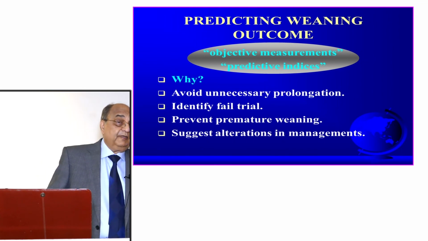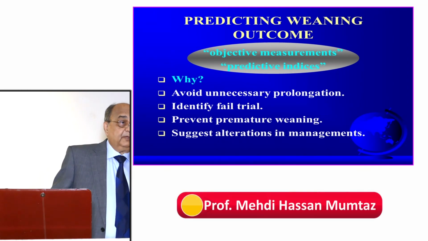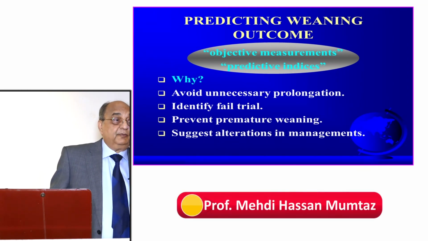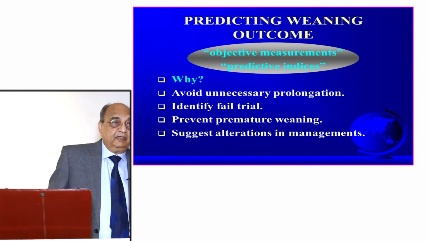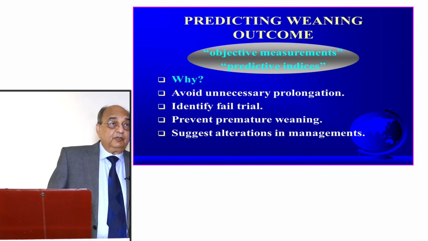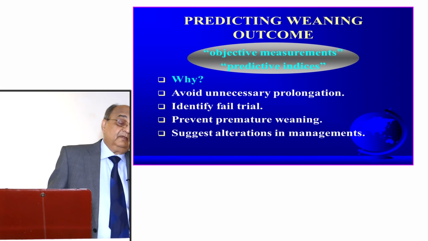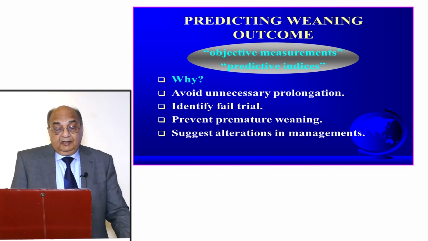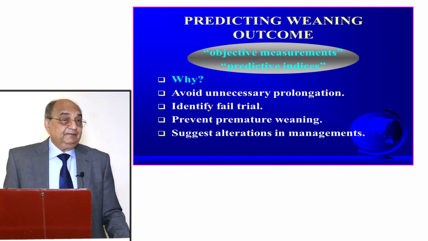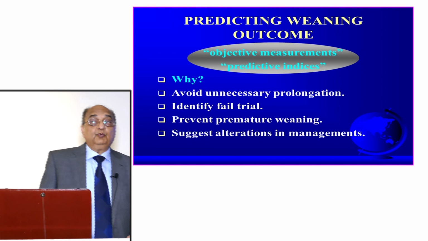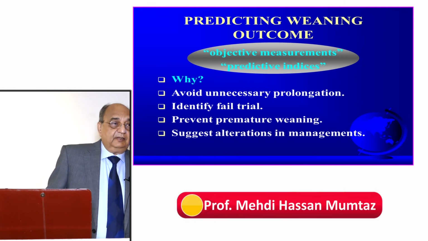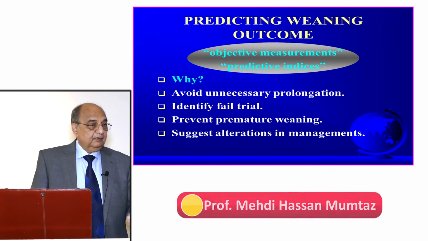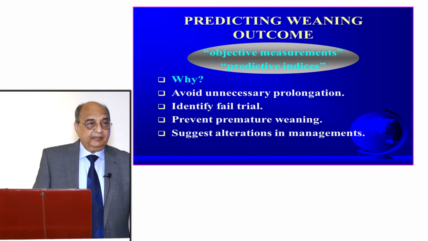When we put the patient on a ventilator, we should have an objective that we have to bring them back as soon as possible. The shorter the period on the ventilator, the better the recovery. The longer the period the patient is on the ventilator, the more difficult it gradually becomes to wean them off. Then identify the failed trial. If you have tried to wean the patient and failed, then you document it and try it again in a different way.